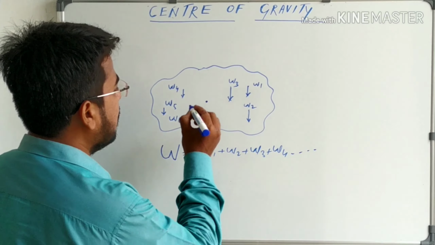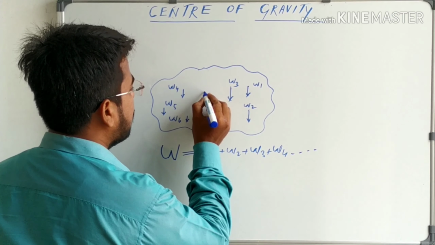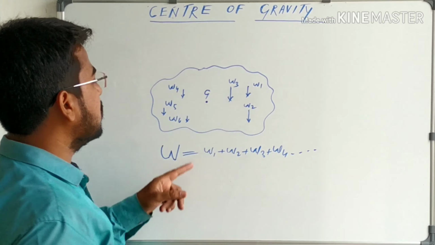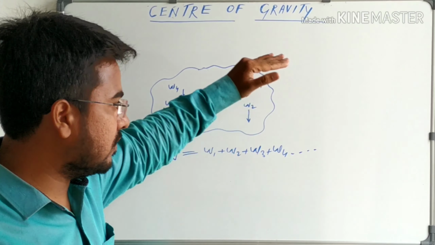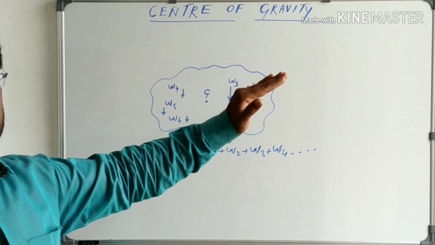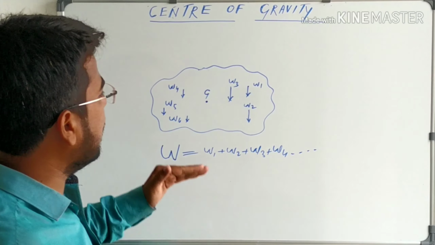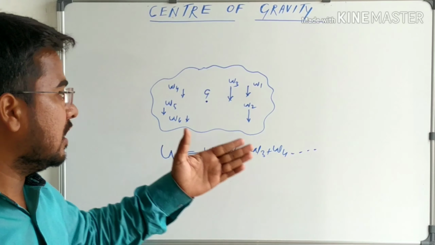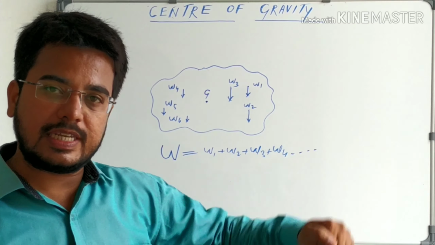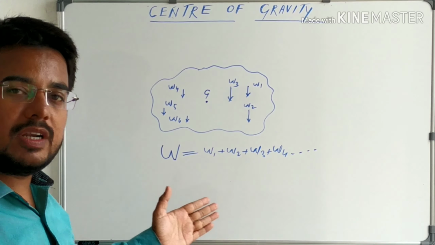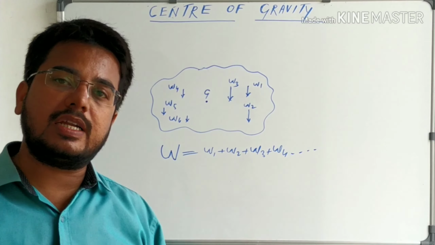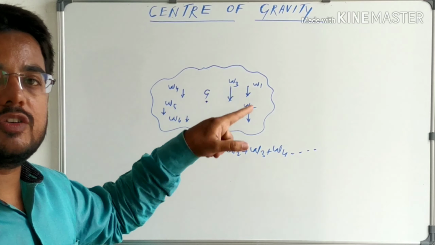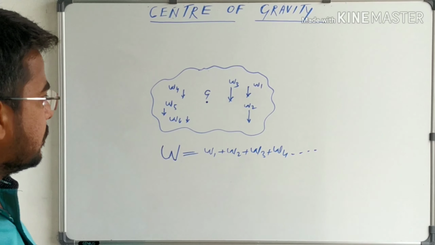Then this point will be known as, suppose this point is G, the CG, means center of gravity of this body. In previous videos we learned that we take the clockwise moment as negative and the anti-clockwise moment as positive. If we add them, we get 0 about this point, and this point will be the center of gravity.